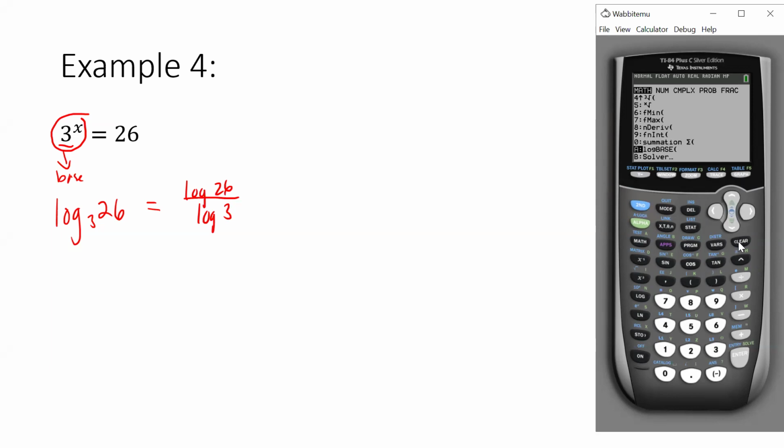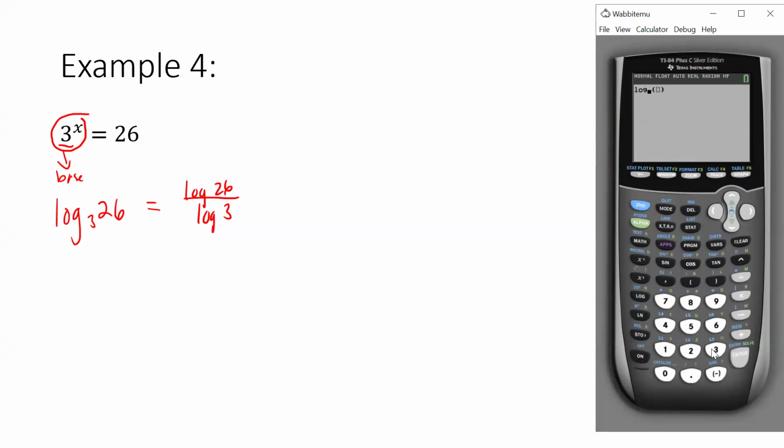I will go over them again. Way number 1 is alpha window, and then you would press 5, log base. Way number 2 is math, scroll up and ta-da, also there. Does it matter which way you do it? No, it's really up to you.